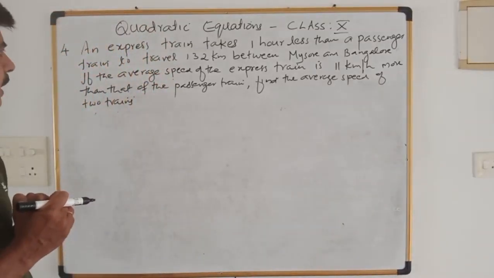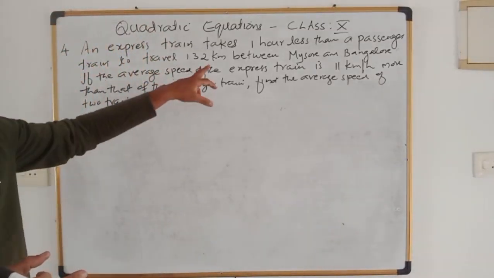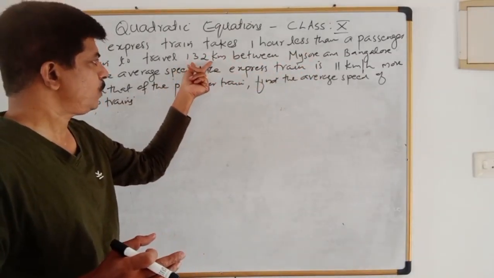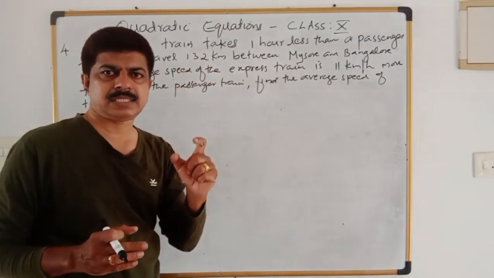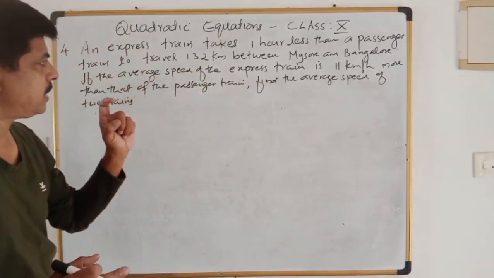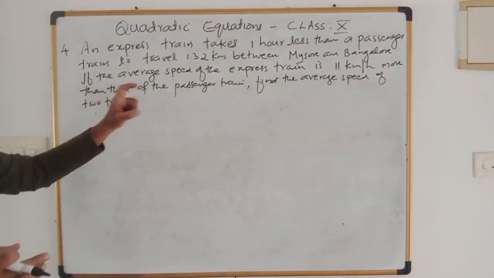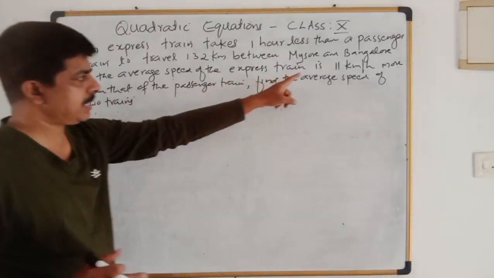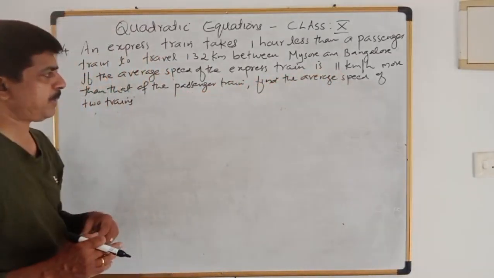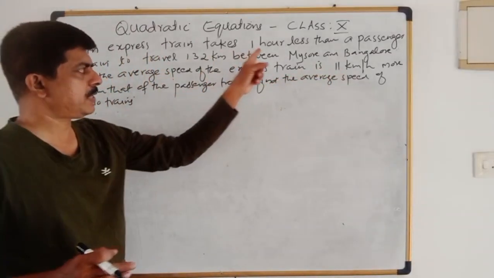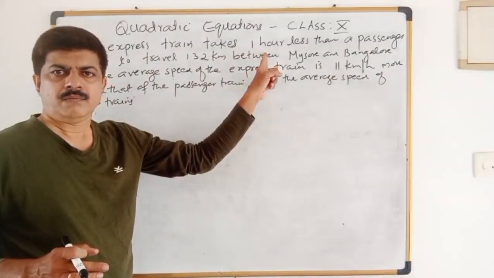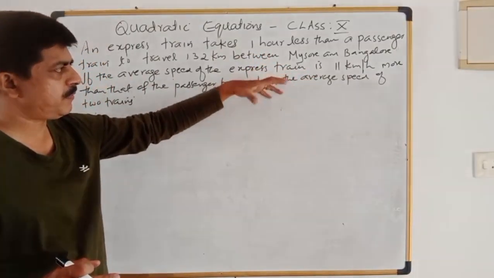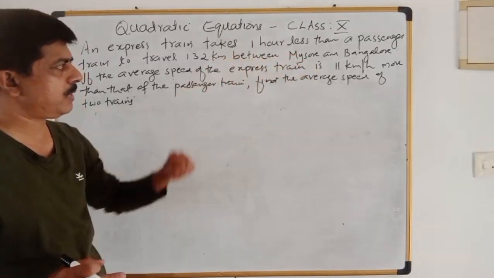Okay, so we are given a question like that. There is a distance from Mysore to Bangalore. What is the total distance to be covered? 132 kilometer distance is there. Two trains are moving from Mysore to Bangalore. Speed of the express train is 11 kilometer more than the passenger train. So definitely the time difference will be 1 hour. The time difference between the express train and passenger train to reach Bangalore is 1 hour.